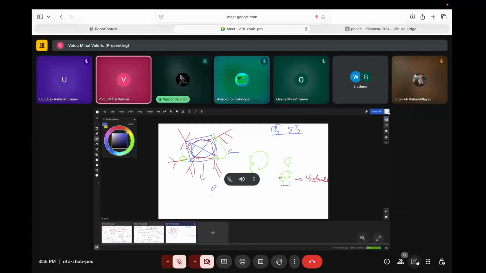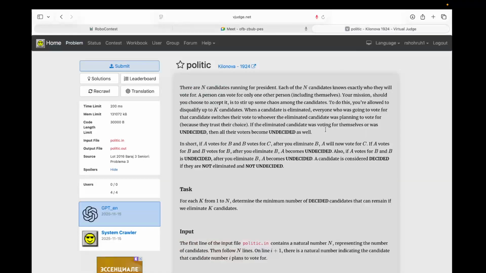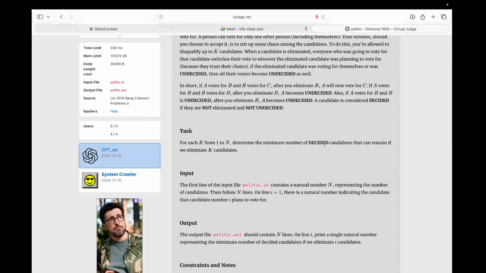So assume that the given graph is a tree. Then what we know is that all the children of the root are now undecided, but we can also eliminate any further child of the root to get more people to be undecided. And then after eliminating those people, we get more people to be undecided.